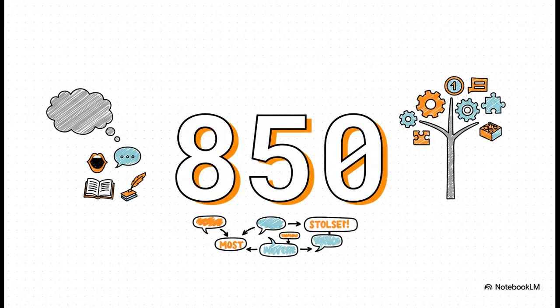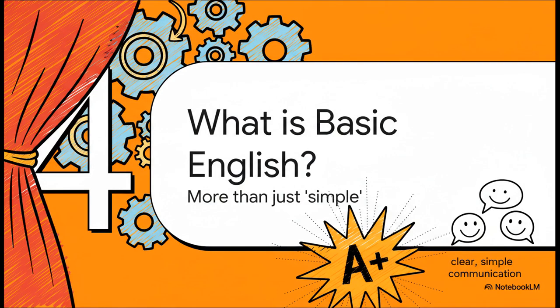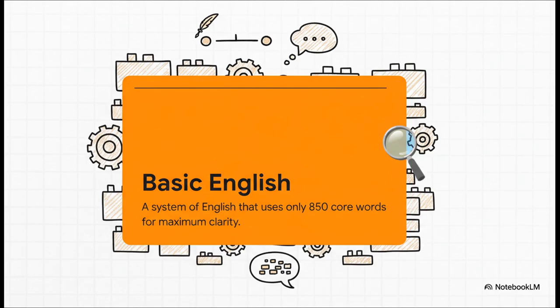Well, the whole thing really boils down to this number, 850. And believe me, this isn't just some random number they pulled out of a hat. It's the carefully chosen size of an entire vocabulary, a whole toolkit for communication. Okay, so let's finally pull back the curtain on this whole system. What is Basic English, and what's so special about the number 850? So Basic English, it's basically a constructed language, or you could call it a controlled version of English, that was created way back in the 1930s.